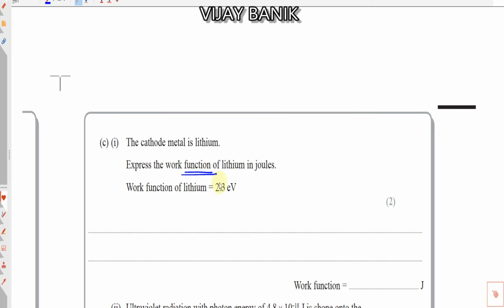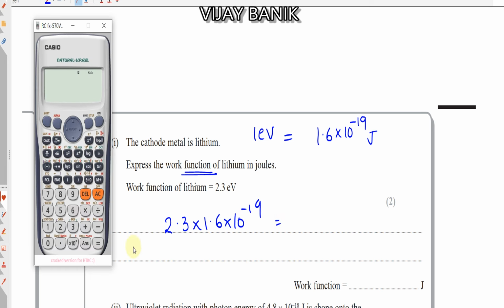In a previous video I mentioned that 1 electronvolt is 1.6 into 10 raised to minus 19 joules. So if you want to convert this to joules, you should write 2.3 into 1.6 into 10 raised to minus 19 in your calculator. So this is how it's going to be. It's 2.3 into 1.6 into 10 raised to minus 19, which is 3.68 into 10 raised to minus 19.